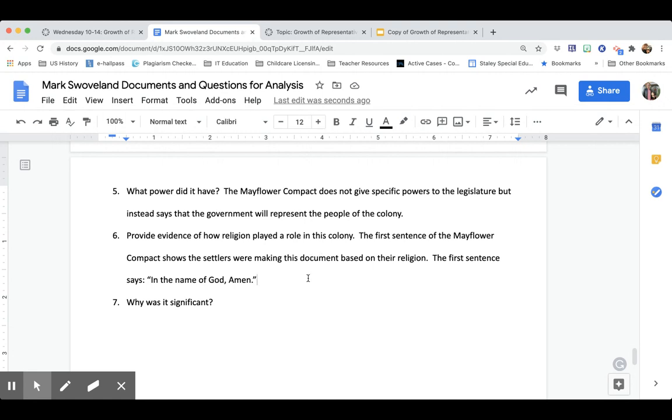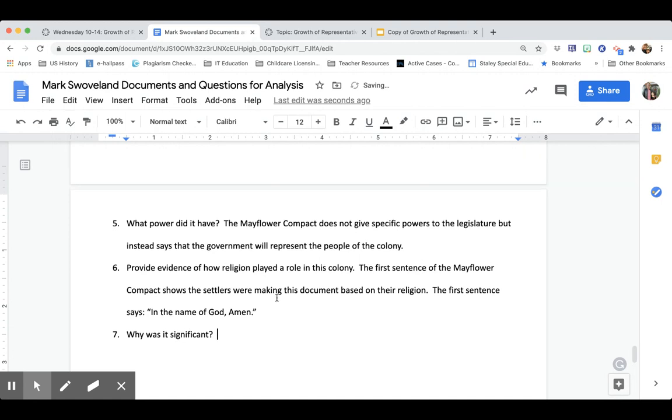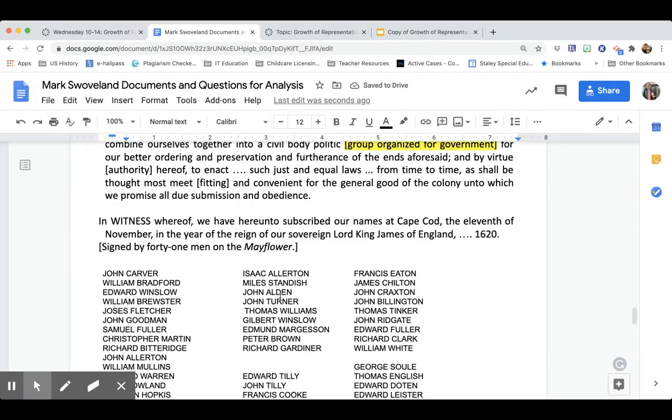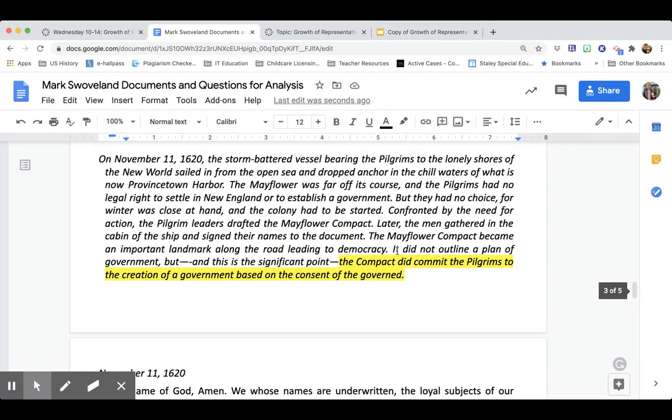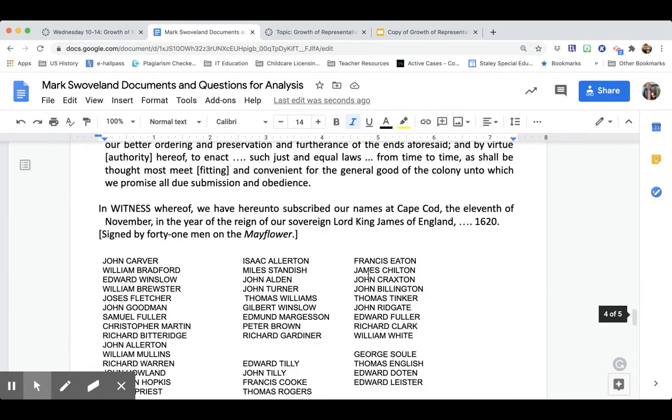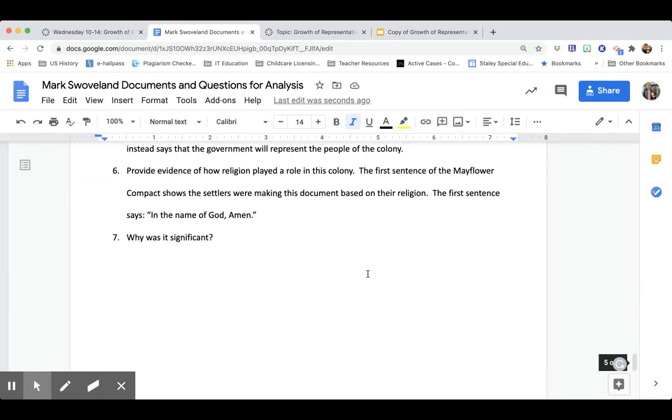All right, why was it significant? All right, awesome. We already have the perfect quote for this one outlined. So we can come up here and it says the compact did commit the pilgrims to the creation of a government based on the consent of the governed. And we can pretty much use this in here.